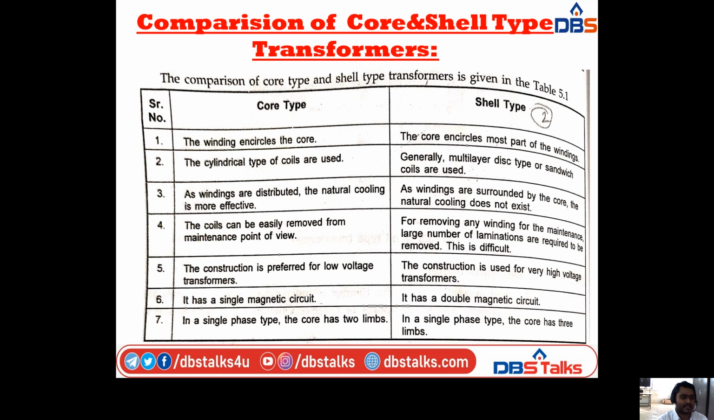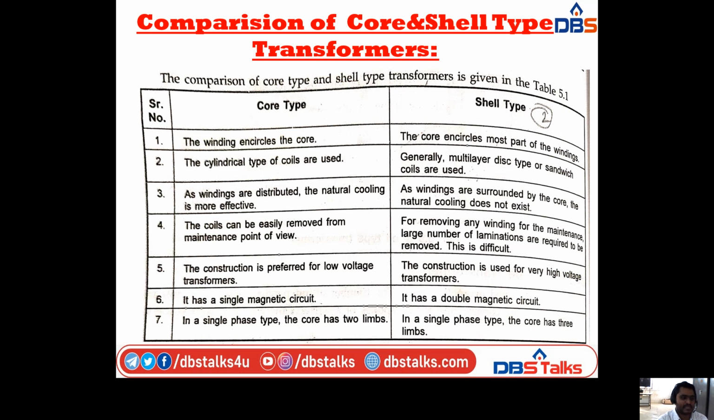This is difficult. The core-type construction is preferred for low voltage transformers, and the shell-type construction is used for very high voltage transformers. The core-type transformer consists of a single magnetic circuit, and the shell-type transformer consists of a double magnetic circuit.